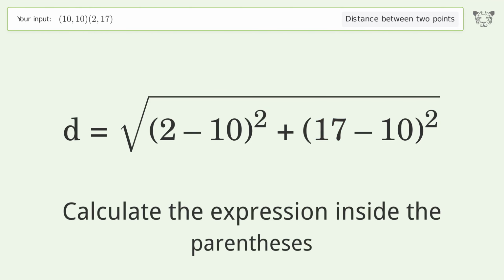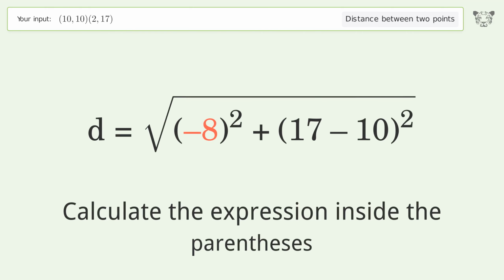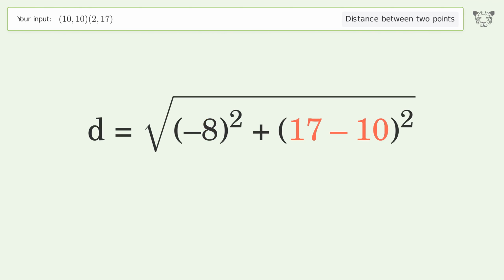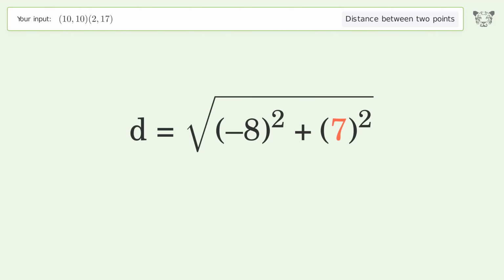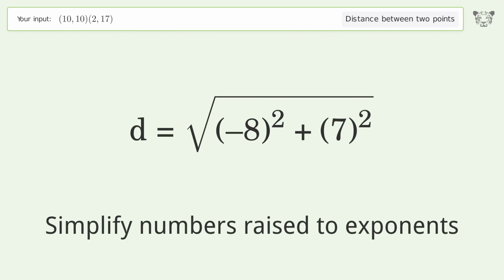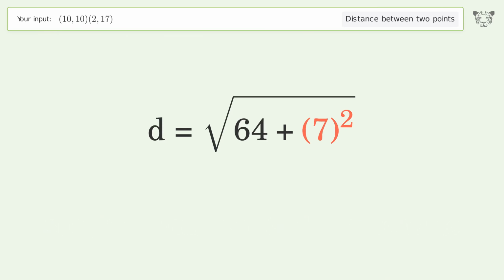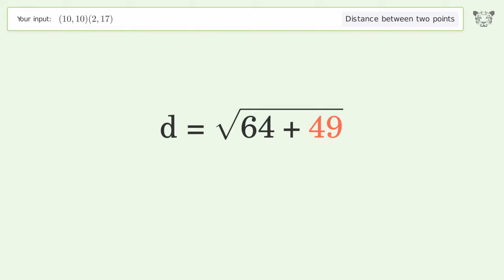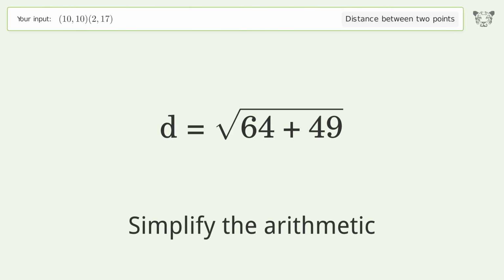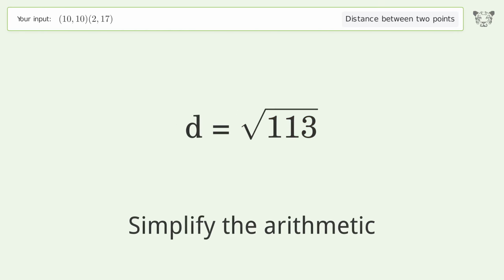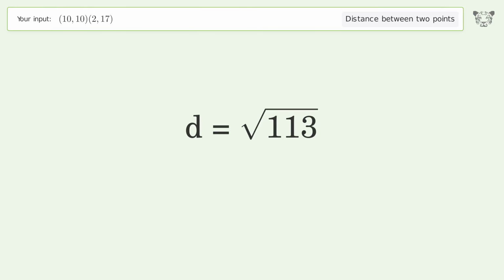Calculate the expression inside the parentheses. Simplify numbers raised to exponents. Simplify the arithmetic. And so the distance between the 2 points is the square root of 113, or 10.63.